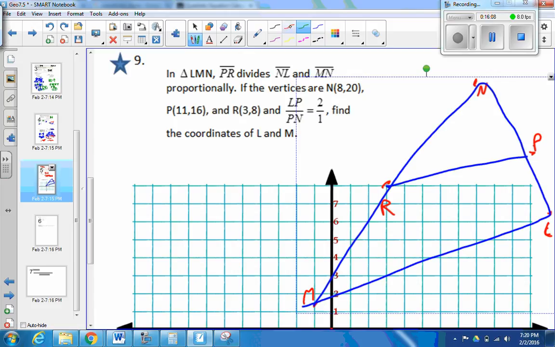Now remember that these two would have to be parallel for them to be proportional. And also it says that LP to PN would be 2, proportion would be 2 over 1. So this distance right here, this PL, has to be twice the distance of that NP. Right? So I'm going to leave it at that.